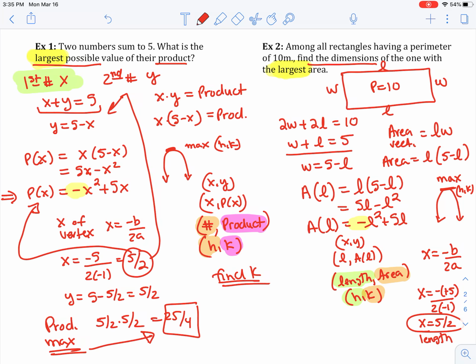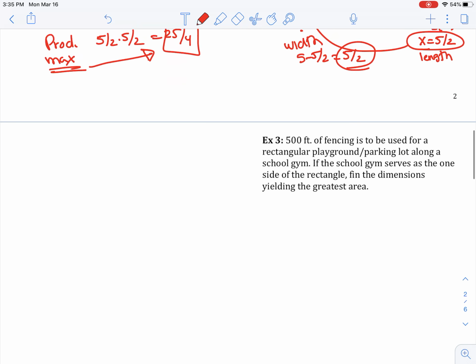And that is our length. And in order to find our width, we can come back over here to where we defined our width. And so then our width is going to be 5 minus 5 halves, which is 5 halves. And that is our width. And that's what we wanted to find. If we wanted to know our area, then we could multiply our width and our length together. But we just needed to know our dimensions.